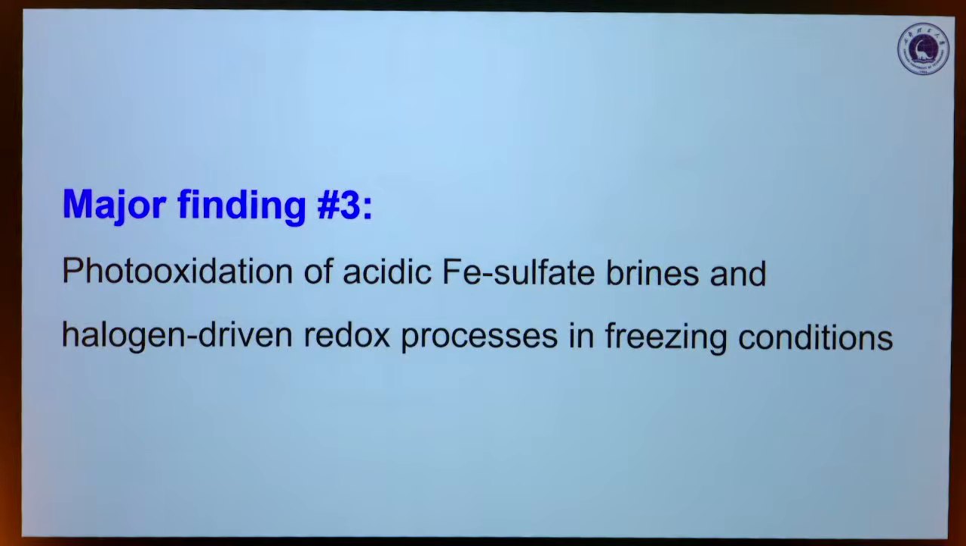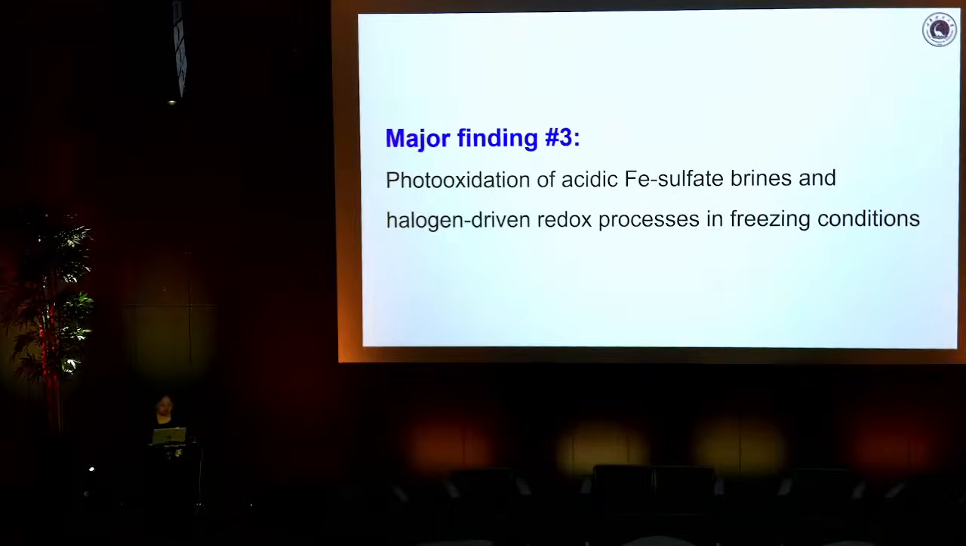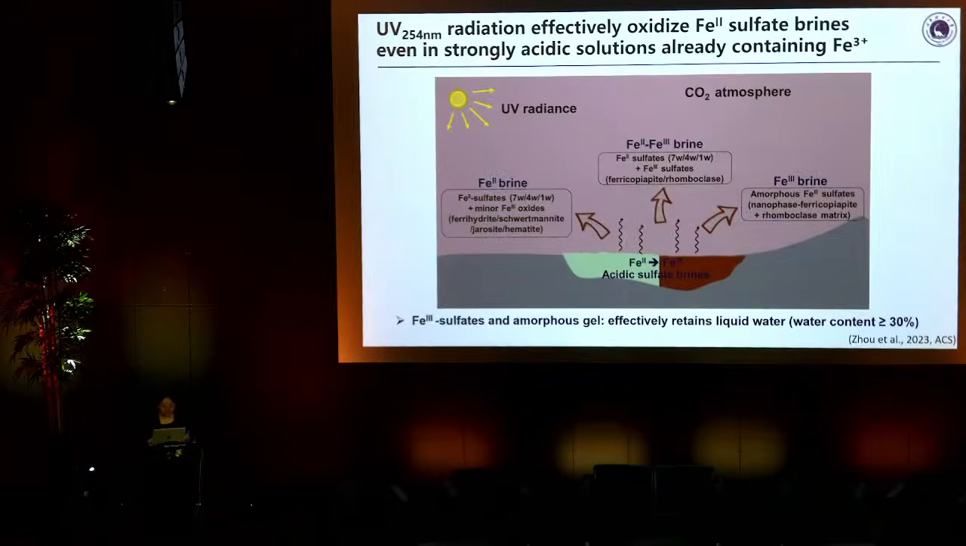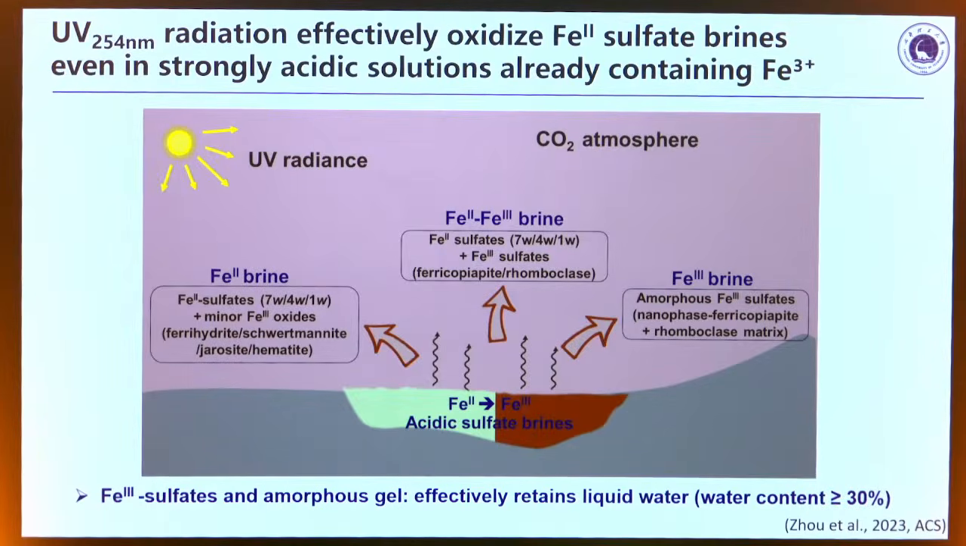Another thing is the Hesperian, which is very important. It might be very acidic, and it might be freezing, and the sulfate and the hydrogen interaction may be the key to controlling the surface. So one of the experiments we're working on shows that under UV radiation, even with very acidic iron sulfate brines, you can still efficiently oxidize the 2+ to 3+. So you form a lot of ferric sulfate with amorphous materials.